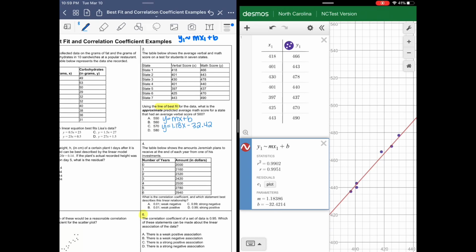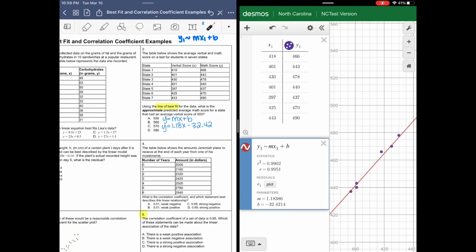We put this table in Desmos. We told Desmos to find us a line that fits these data points. And then Desmos told us for that line that fits these points, this is the slope and the y-intercept of that line.